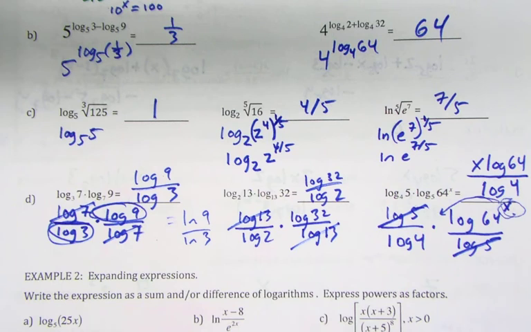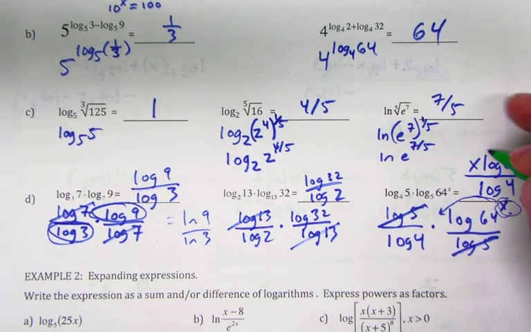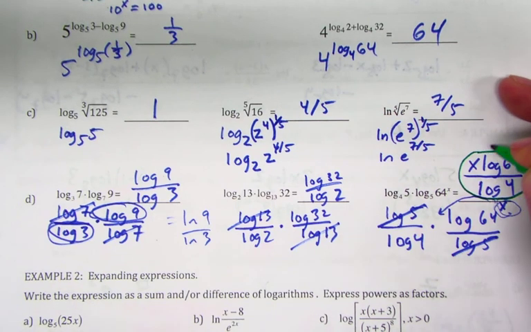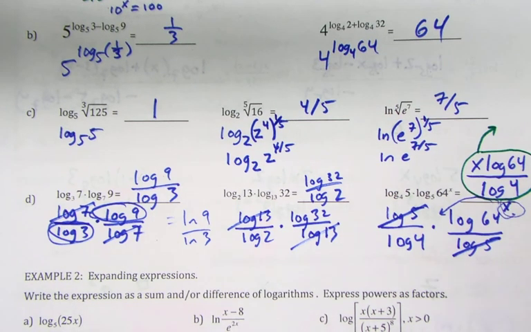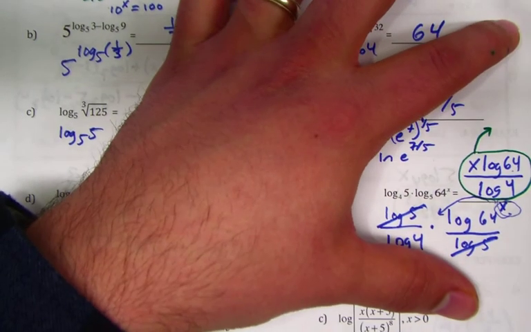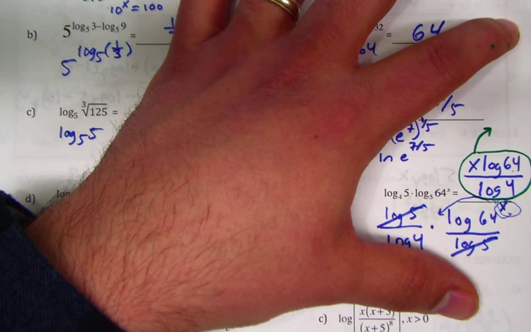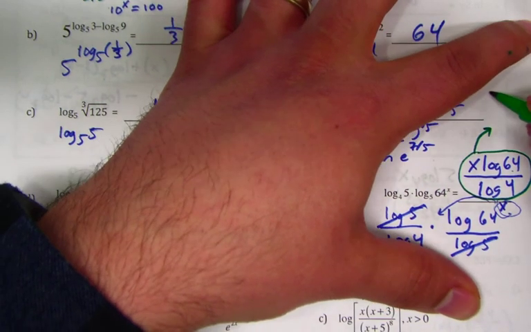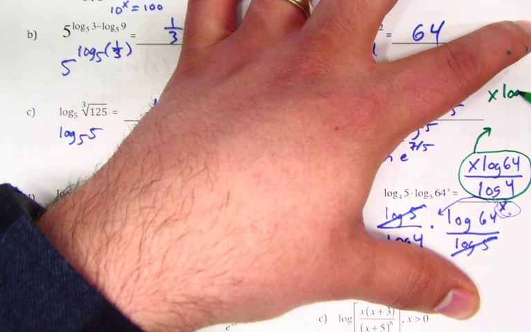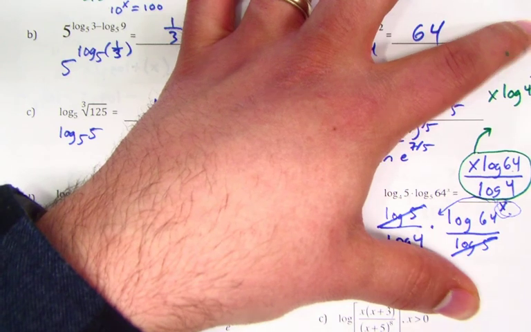Ooh, but wait a minute. I just saw something. As soon as I said we don't want exponents in the log, something just clicked. Can we change 64 to a different base? Even smaller. 4. So let's write it. X log, and then 64 is really 4 to what power? To the third. So there is a little hidden exponent in there.